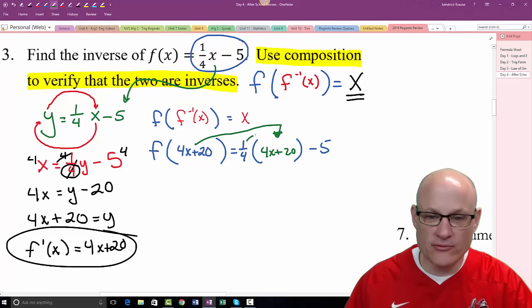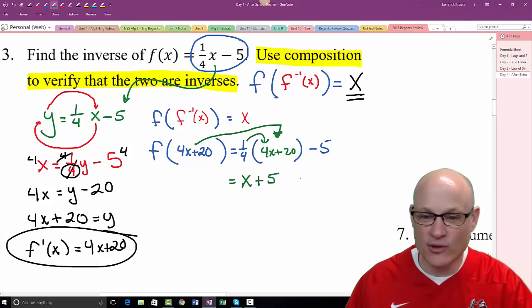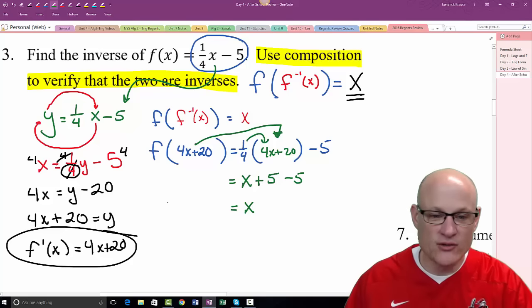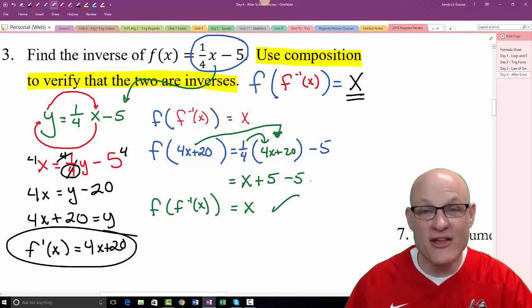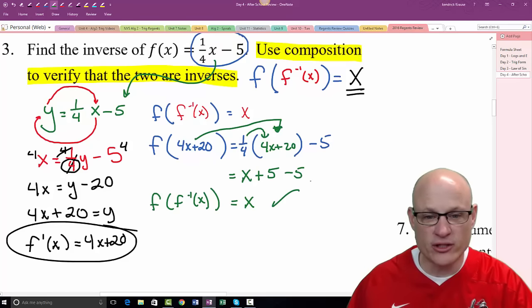Now we're going to distribute the 1/4. So 1/4 times 4 is x. 1/4 times positive 20 is positive 5. Bring down the minus 5. You'll notice that the minus 5 and the plus 5 cancel, and I'm left with just x. So f of f inverse of x does in fact equal x. Therefore, they are in fact inverses, and you did it correctly.